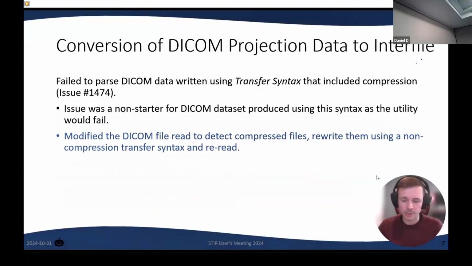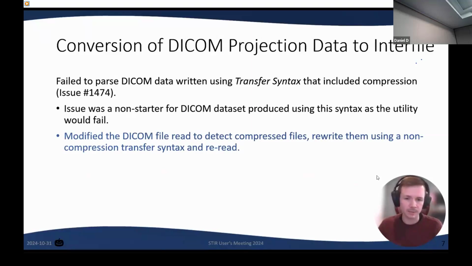One issue that we encountered, which is related to this same utility, was its inability to handle certain types of DICOM files. We found that when a DICOM image is written with a transfer syntax that corresponds to a compression in the data set, the utility was unable to actually read the projection data buffer from that DICOM file. This was also logged on the GitHub page as issue number 1474. So really, this was a non-starter in any case where clinical systems are generating DICOM files in this format, and we happened to encounter some early on, which tipped us off to this being a problem.